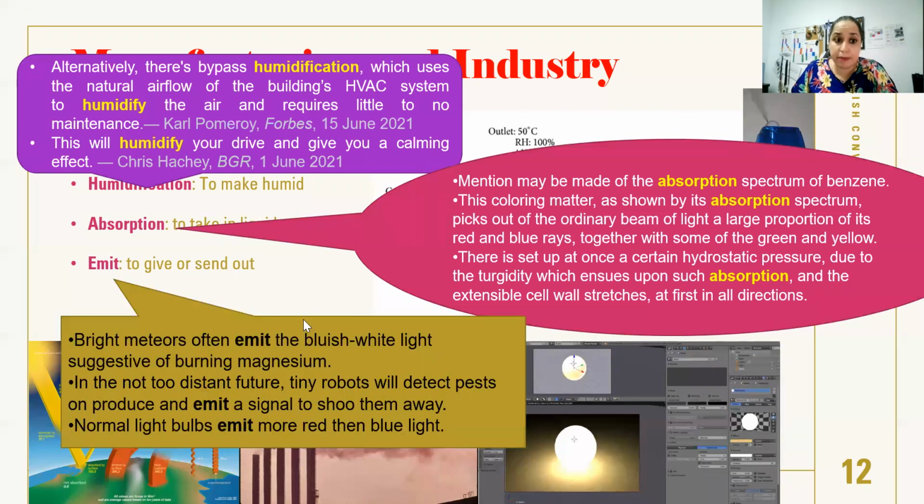Last but not least, emit. The examples: bright meteors often emit the bluish white light suggestive of burning magnesium. In the not too distant future, tiny robots will detect pests on produce and emit a signal to show them away. Normal light bulbs emit more red than blue light.